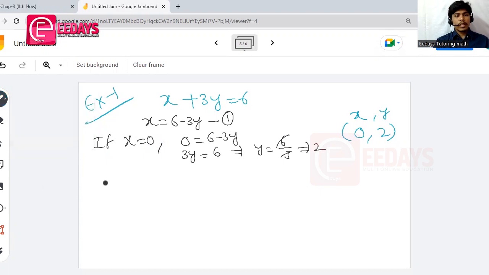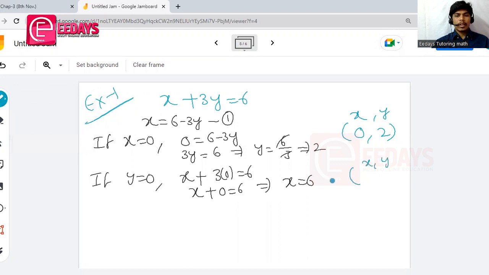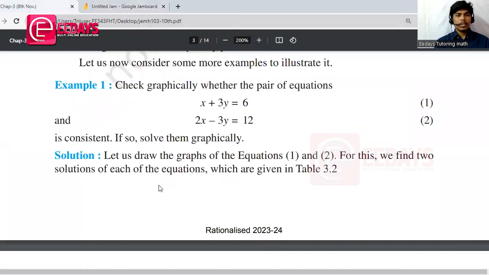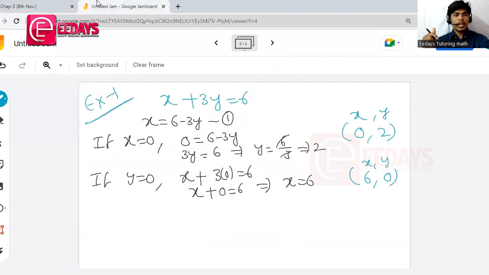You can take your own assumption, guys. If I take y is equal to 0, let's substitute in the equation. In the place of y, you just substitute 0. Now x plus 3 into 0 is equal to 6. So x plus 3 into 0, that is 0, is equal to 6. x plus 0 is nothing but x, so x is equal to 6. Okay, I'm writing the point here: x comma y, I got x is equal to 6 and y is equal to 0, which I had taken. So these are the 2 points I got. For representing a graph, 2 points are enough. If you want to take more points, it's up to you.